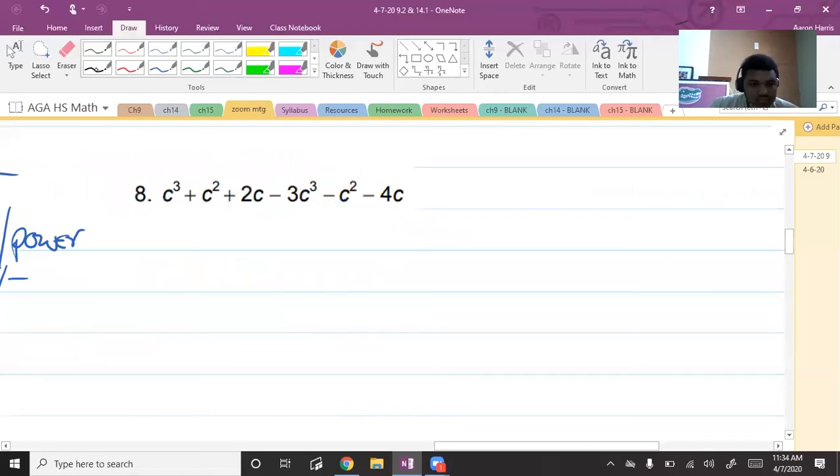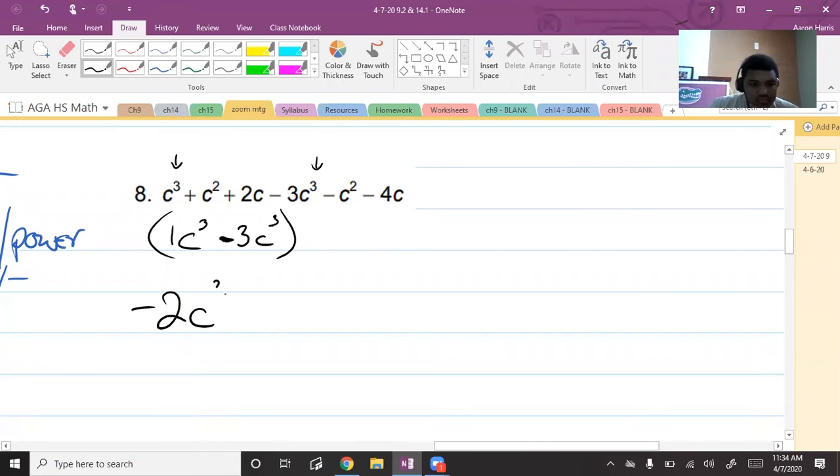Let's go through it. Here's c to the third. Here's c to the third. So I can combine those two. It looks like this. 1 c to the third minus 3 c to the third. If I combine those, I get what? 1 minus 3, which is 3 minus 1, which is 2, but keep the sign of the bigger number. So I get -2. Do I do anything with that c to the third? No, just keep it because you're adding and subtracting, okay?